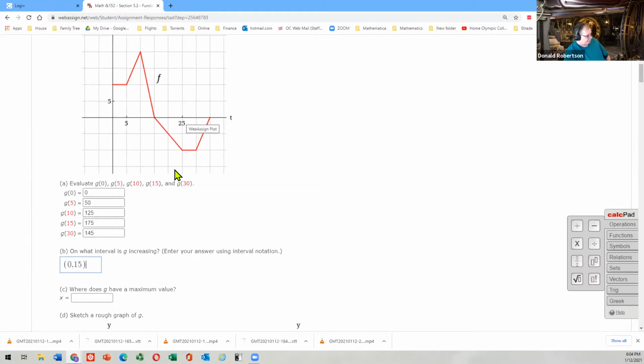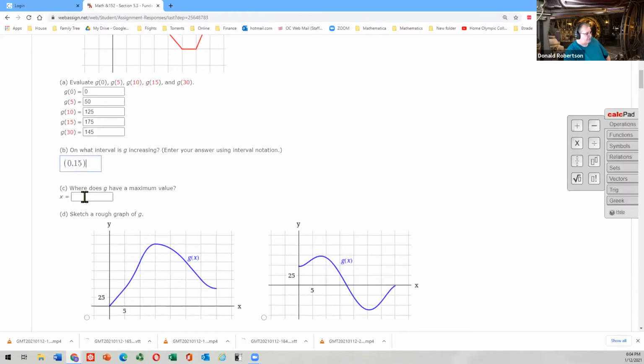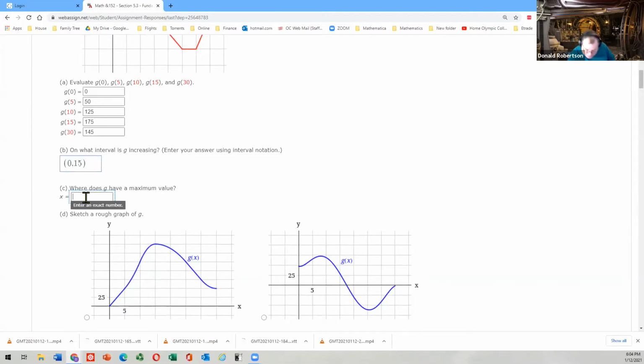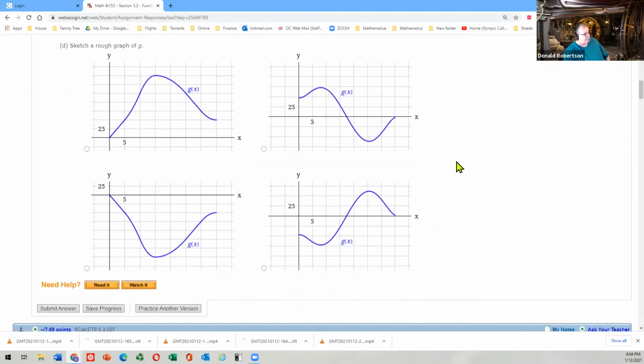Right. Now, this answer is really connected to that. Where does G have its maximum value? Isn't that also at 15? Because any value of X after that, doesn't the area go down? And any value of X before that, you've still got a little bit more to add on before you reach the max. Now, here's the last one, which is, for a lot of people, the hardest.